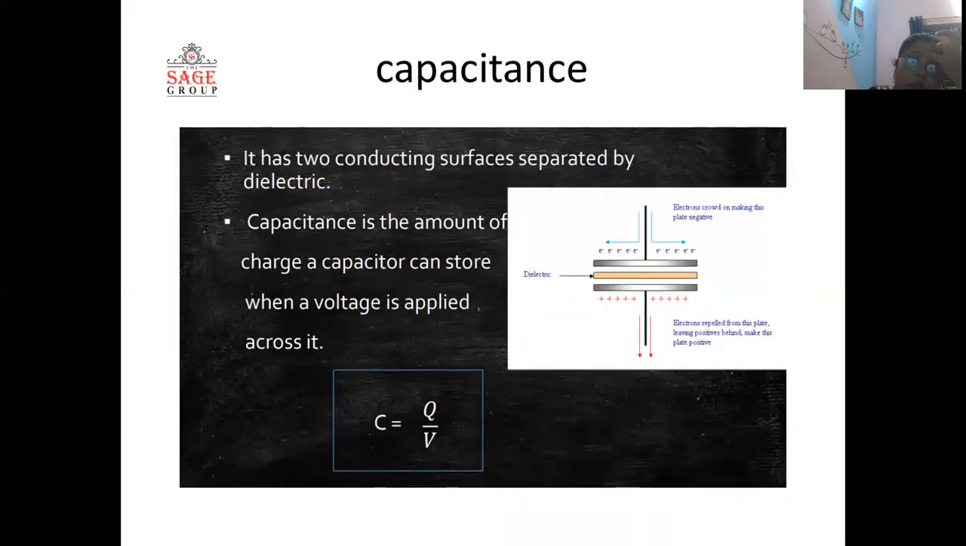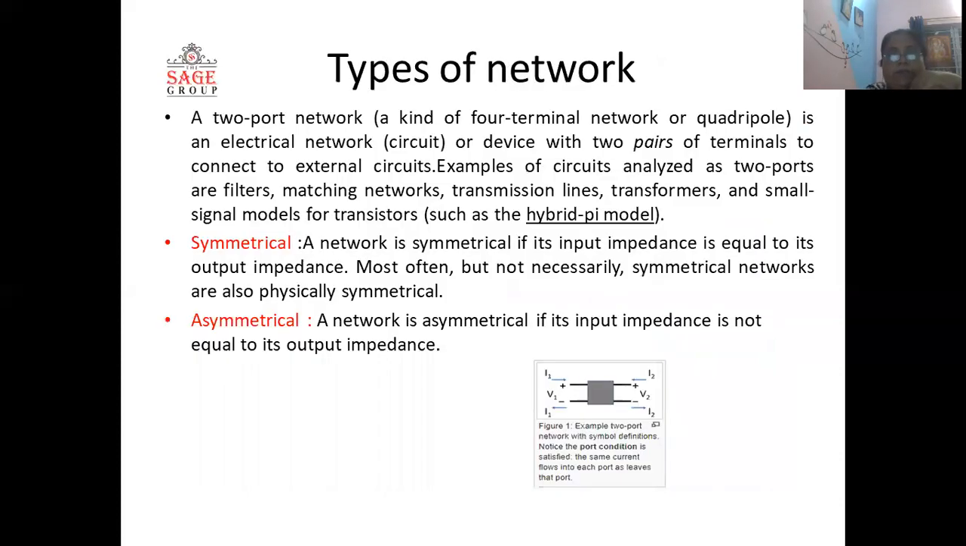Capacitance. It has two conducting surfaces separated by a dielectric. It is the amount of charge a capacitor can store when a voltage is applied across it. So C equals Q upon V.